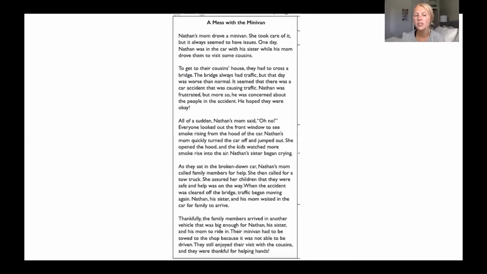So in this text, there aren't as many clue words explicitly stated like in our last text, but there still is a clear problem and a solution in our text. So if you guys need to, go ahead and pause the video and go through and find our problem and our solution and write that into your graphic organizer. In our next slide, we'll be going over that graphic organizer.